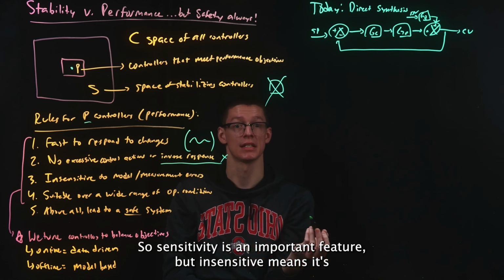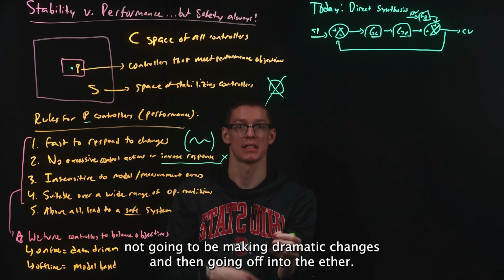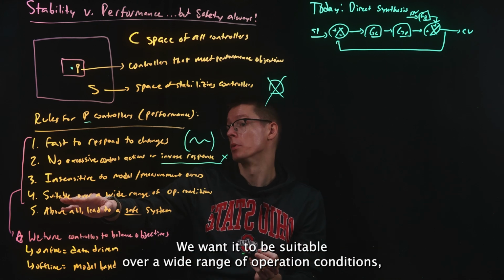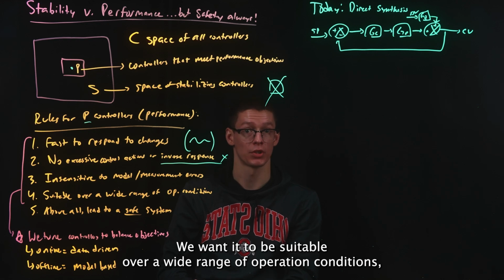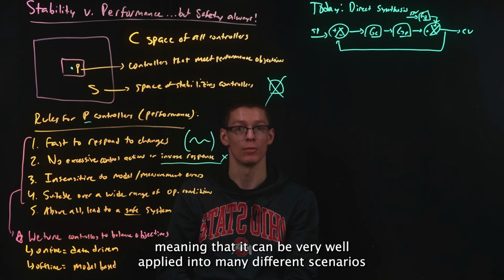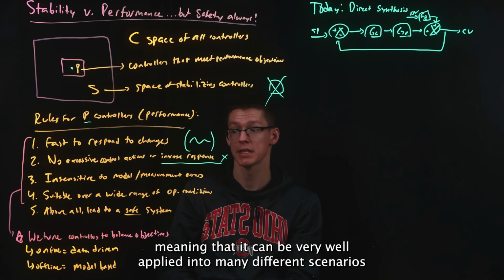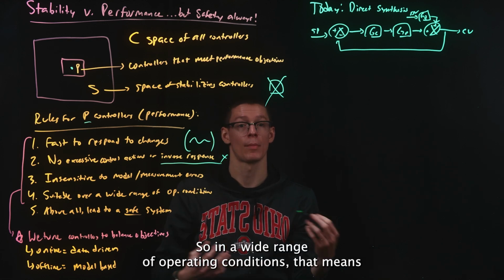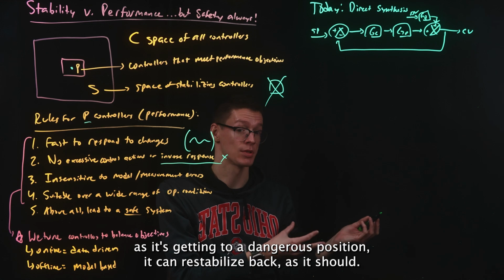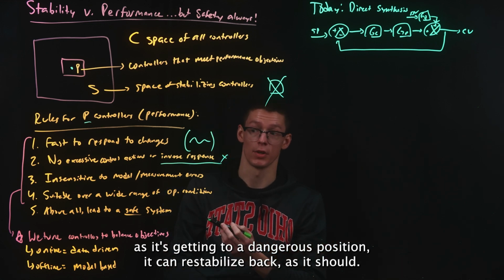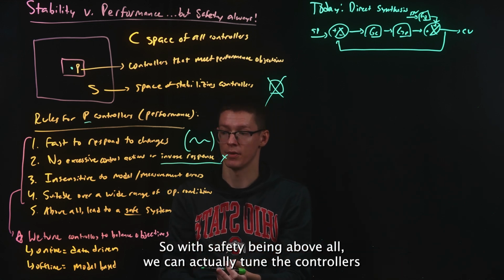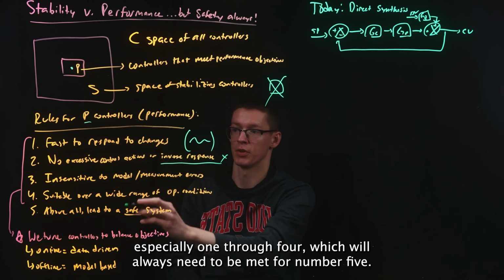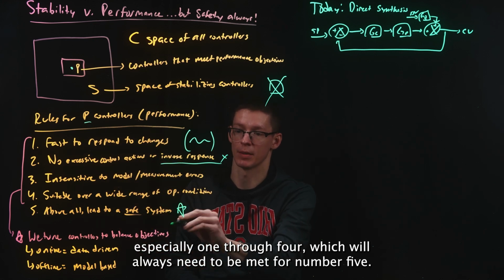Sensitivity is an important feature, but insensitive means it's not going to be making dramatic changes and then going off into the ether. We want it to be suitable over a wide range of operating conditions, meaning it can be applied to many different scenarios. That also considers safety. In a wide range of operating conditions, as it's getting to a dangerous position, it can restabilize back as it should. So with safety being above all, we can tune the controllers to meet all of these objectives, especially 1 through 4, which will always need to be met for number 5.